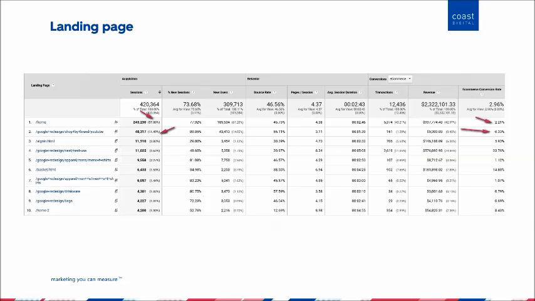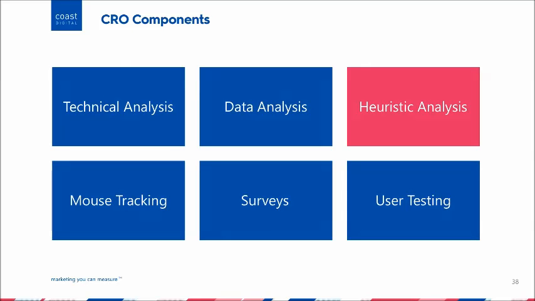So again, we spotted another issue. This page isn't performing, it's not pulling its weight. So again, this focuses our attention. We can look at this page and start to see what's wrong with it. One other method we can use to look at the performance of this page, see what's wrong and how it can improve, is a heuristic analysis.